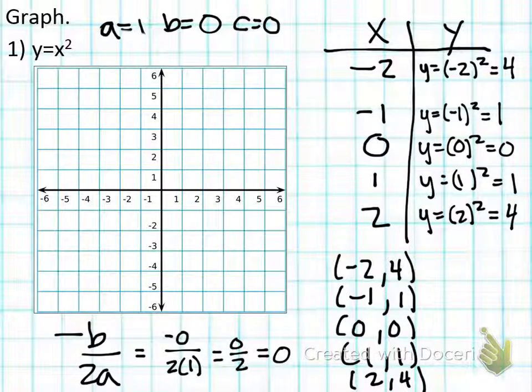And I can draw the U-shaped curve. Okay, so plotting these points, I have negative 2, 4, then I have negative 1, 1, 0, 0, 1, 1, and 2, 4.